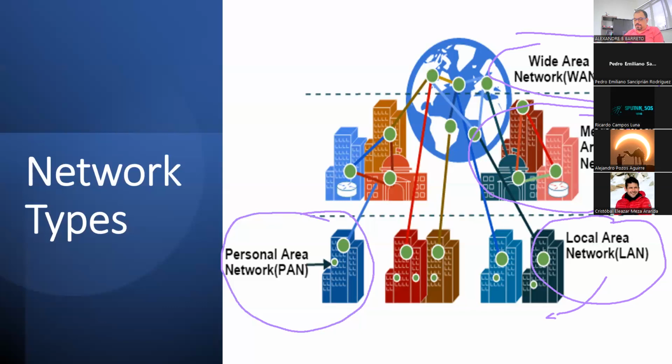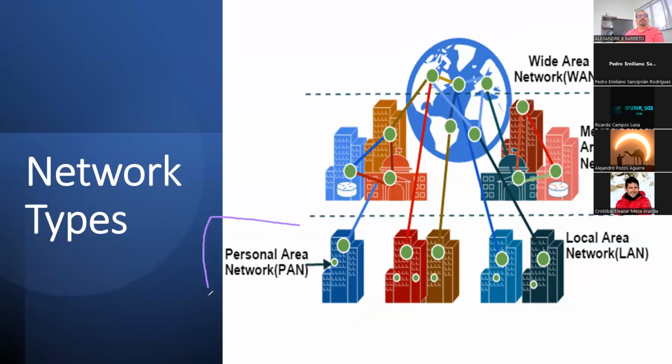The internet is a good example of a WAN. A lot of companies, including the Tec, have a network that connects different campuses. For example, the campus Mexico City with the campus in Monterrey, in Guadalajara and others. The network that connects these different campuses is a wide area network, a WAN.